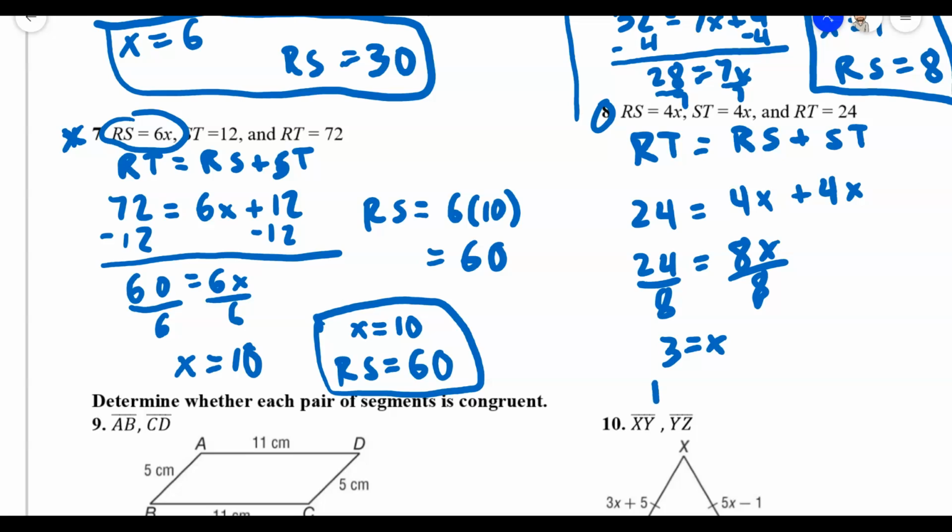So what's RS? RS is 4x. It's right up here. 4 times 3 is 12. So 2 parts to this. We should have come up with x equals 3, and then RS is 12.